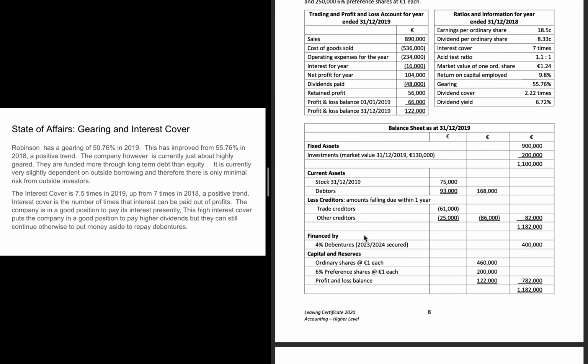Now, this was in the marketing scheme, that the debentures are due in 2023-24, which is very soon. So they mightn't want to pay higher dividends. They might want to keep putting money aside to pay back those debentures. So I put that in, that they can continue to put money aside to repay debentures. It's a good thing to say.